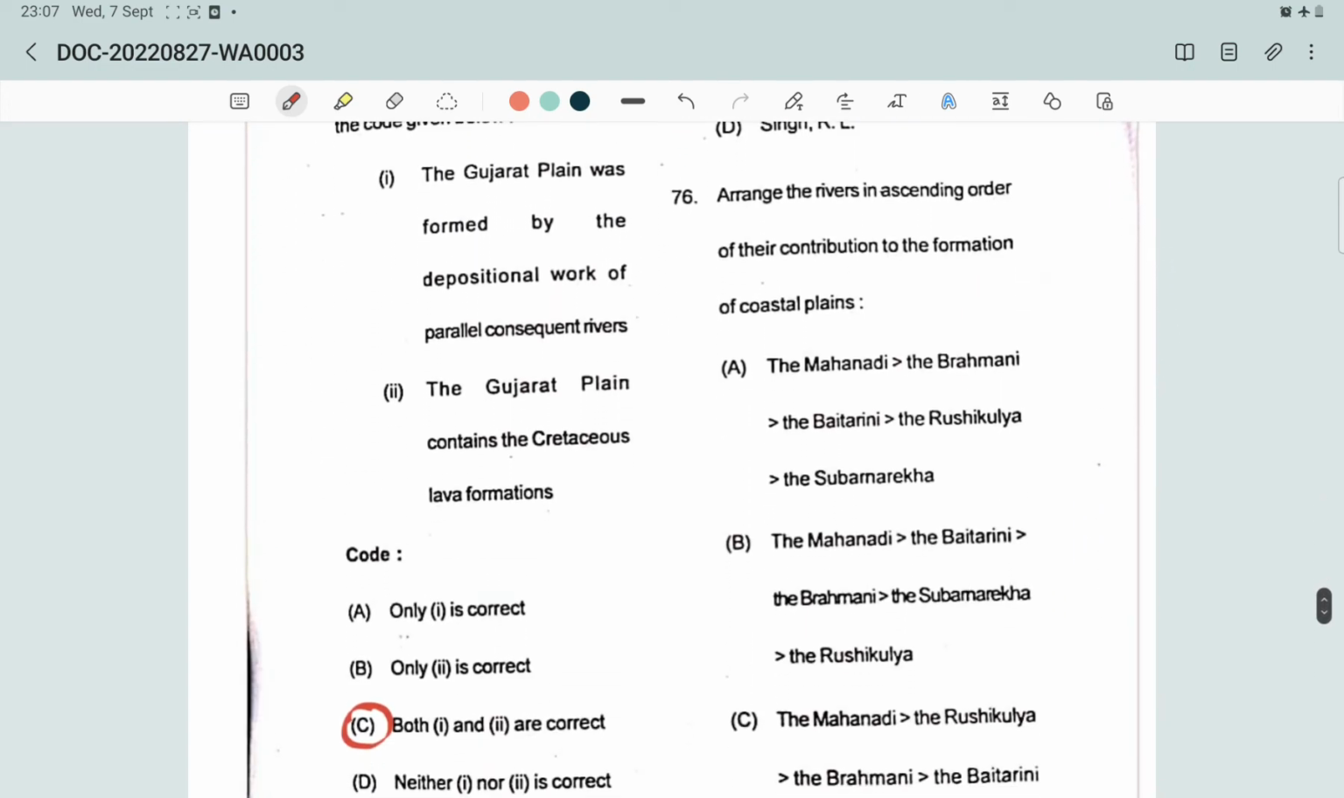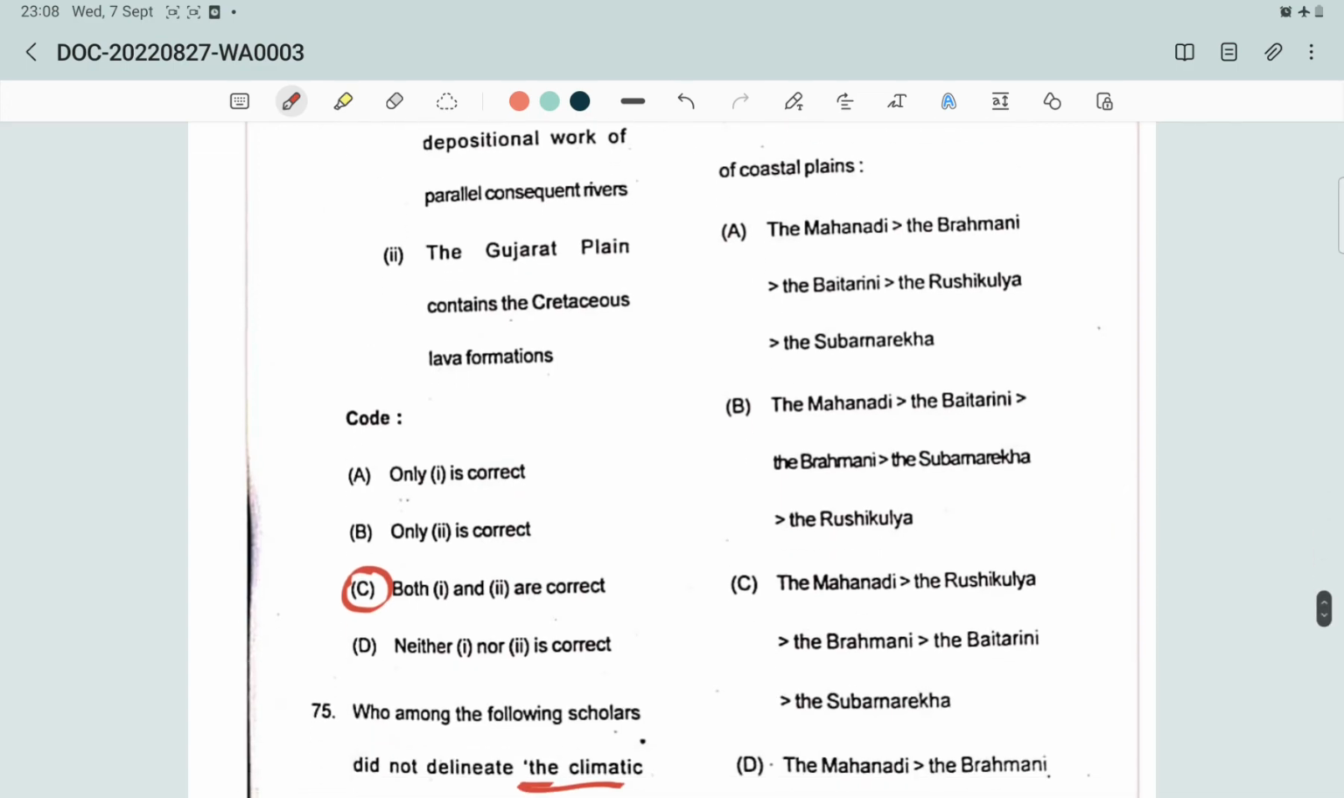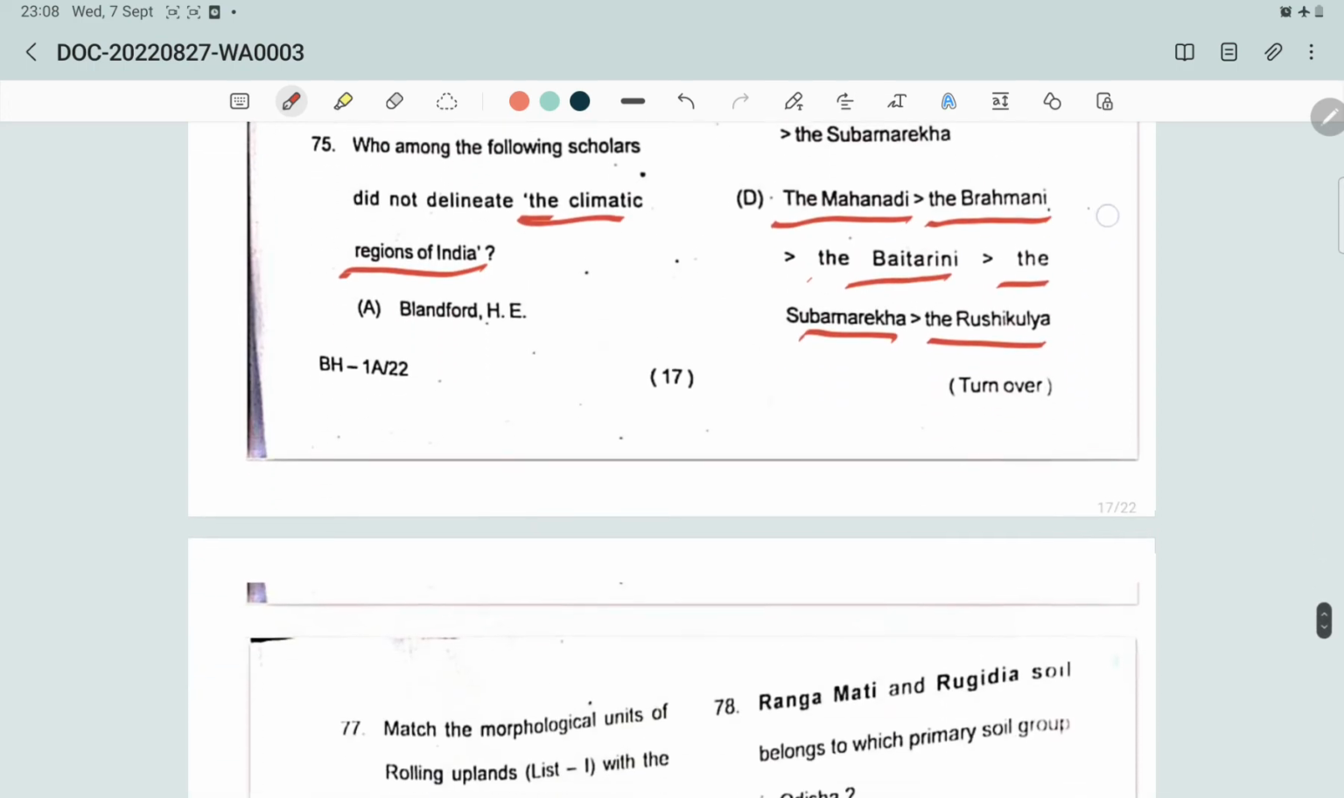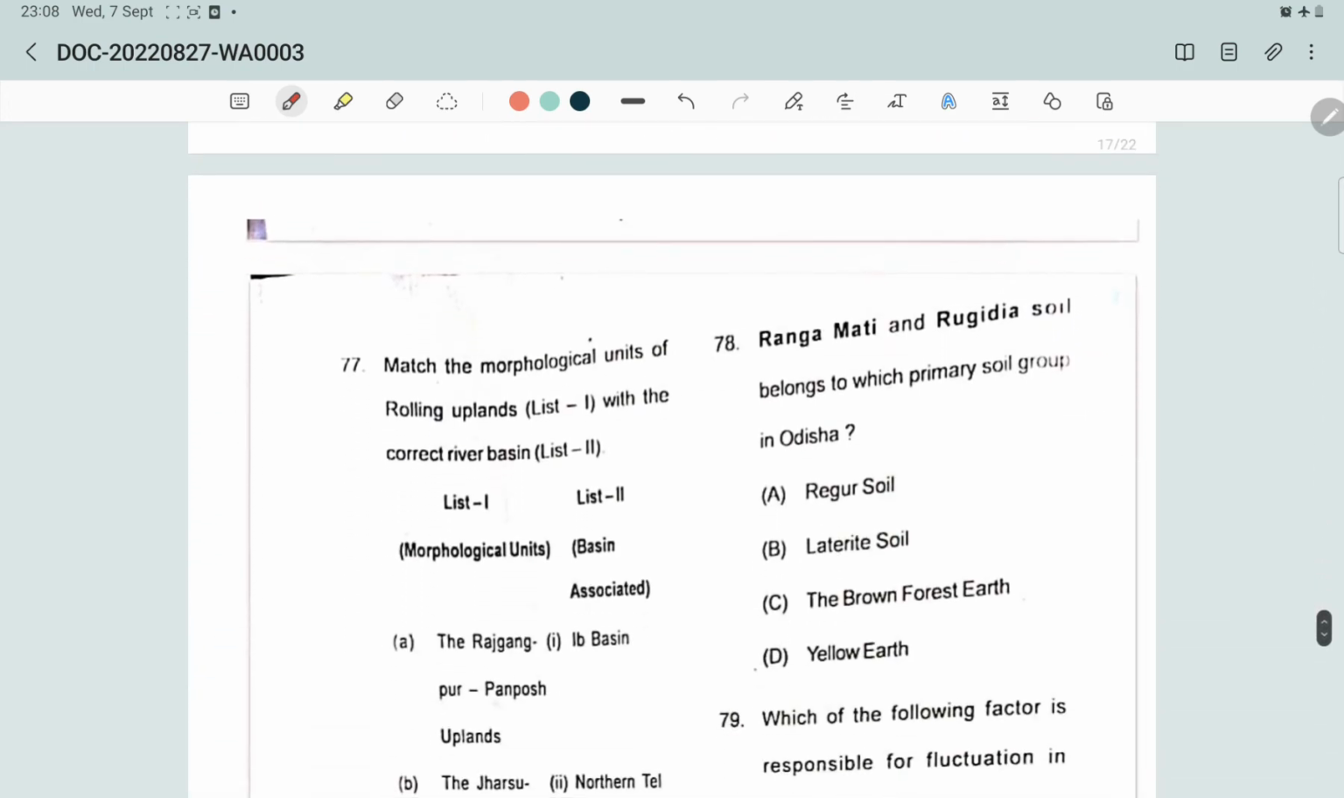Next question. Arrange the rivers in ascending order of their contribution to the formation of the coastal plain. And the correct ascending order would be option D, that is the Mahanadi, and then the Brahmani, then the Baitarani, then Subarnarekha and the Rushikulya.